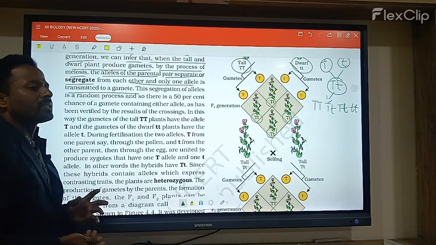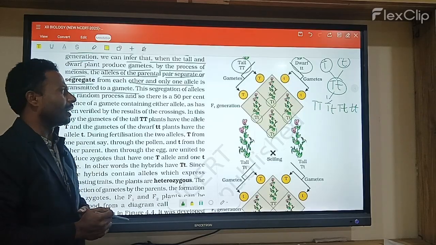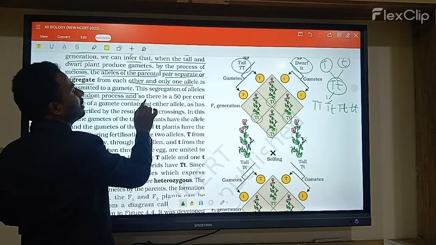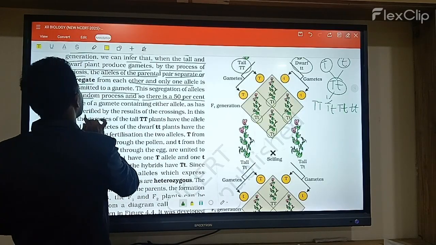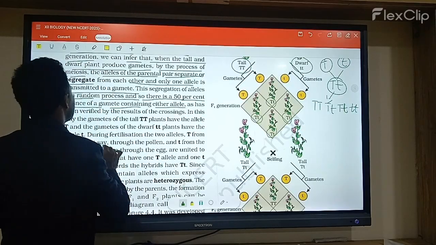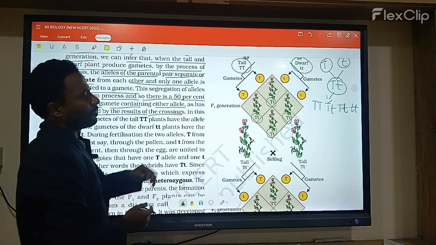So in that meiosis process, once it takes place, what happens? The gametes separation also takes place. The segregation of the alleles is a random process, and so there is a 50% chance that the gametes contain either allele, which has been verified in a cross. So when you cross here, what happens?